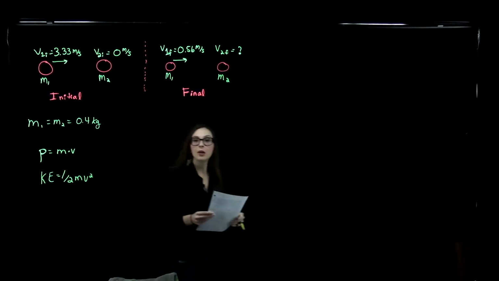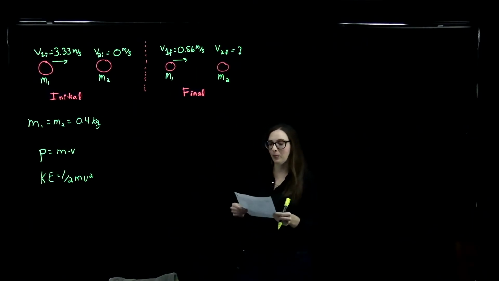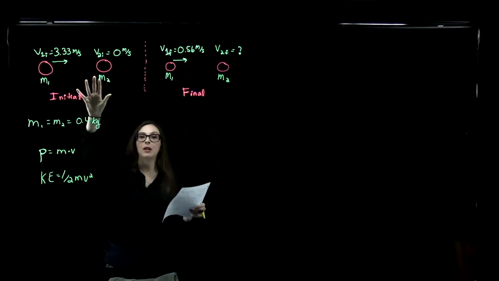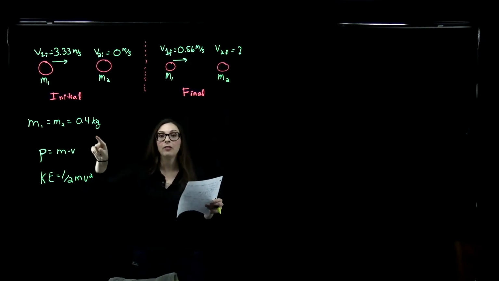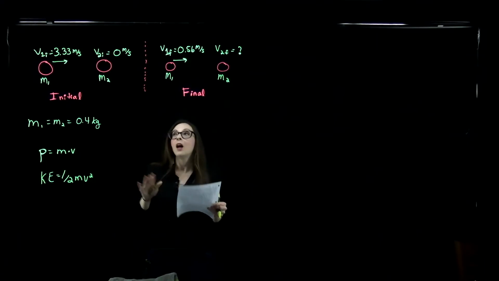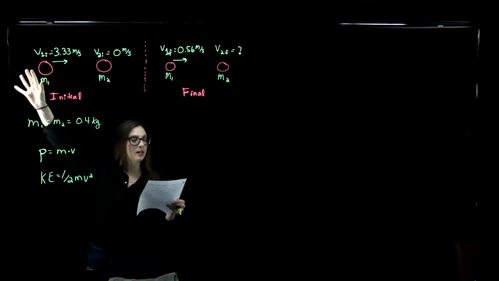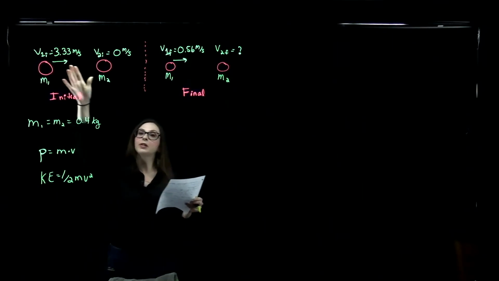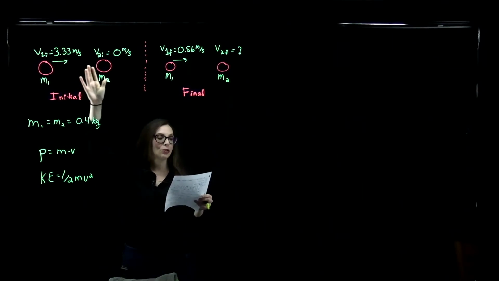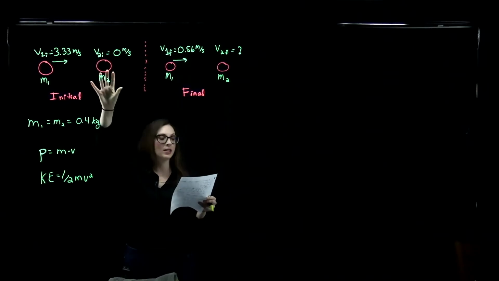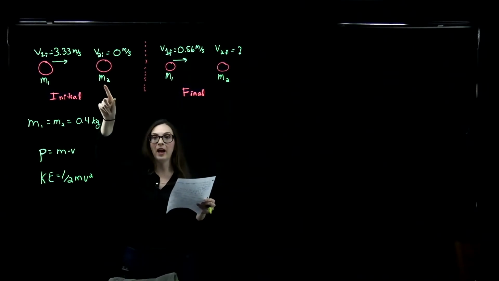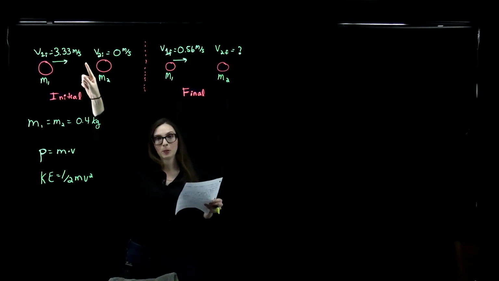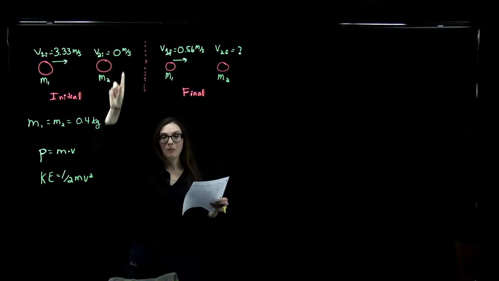Okay, so here we have a collision that's going to happen. We have 2 billiard balls, each of mass 0.4 kilograms. The first billiard ball is moving at 3.33 meters per second when it strikes another ball of the same mass, which is initially at rest. So V initial for our first mass is 3.33 meters per second. V initial of our second mass is 0.